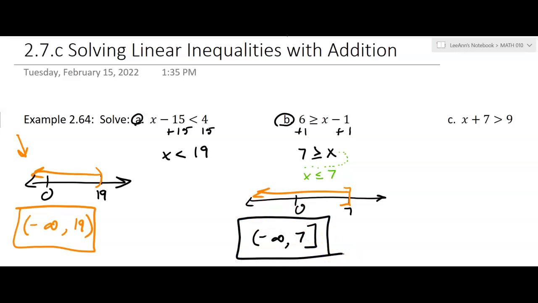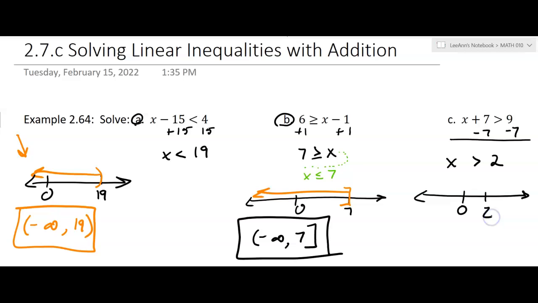There's the interval. Okay, and then on our last one here, you have x plus 7 is greater than 9. Well, with addition, I'm going to add a negative 7 to both sides, right? Subtracting 7 is the same as adding a negative 7. So I get x is greater than 2. Now, some of you may have worked with inequalities before, and you might be remembering some rules from the past. We'll go over them as we do different problems. But for now, this is what we have.